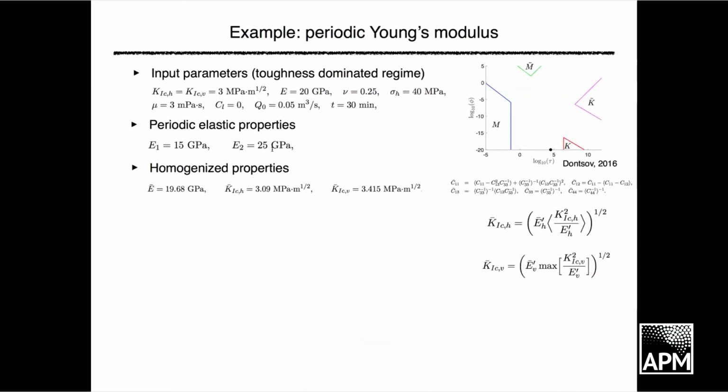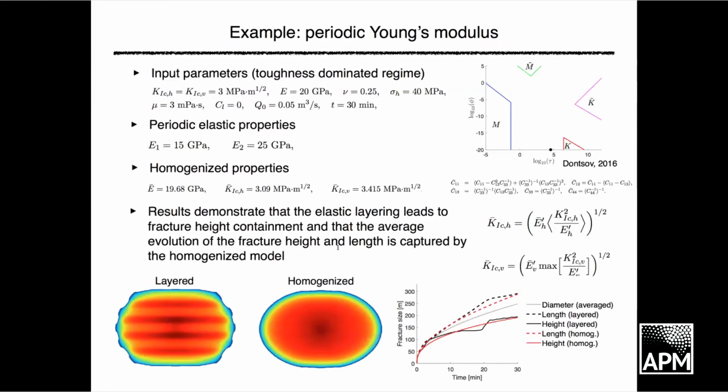So again, it's periodically varying. So we have layer of 15, layer of 25, layer of 15, layer of 25, and so on. And if you go through all these homogenization procedures I described below, so that you use the energy, and recall that Young's modulus enters the energy, and then you have the average in horizontal and maximum in the vertical, you come up after homogenization with the following homogeneous parameters, okay? And of course, the vertical toughness is going to be larger than horizontal because you have maximum here in the vertical toughness.